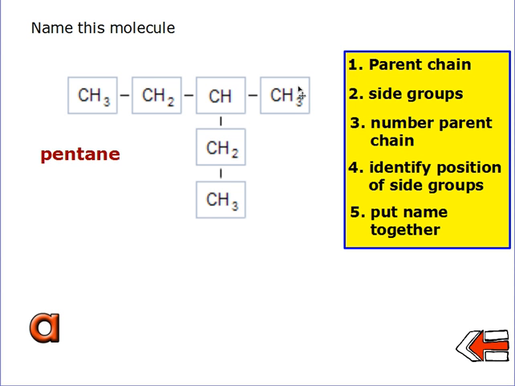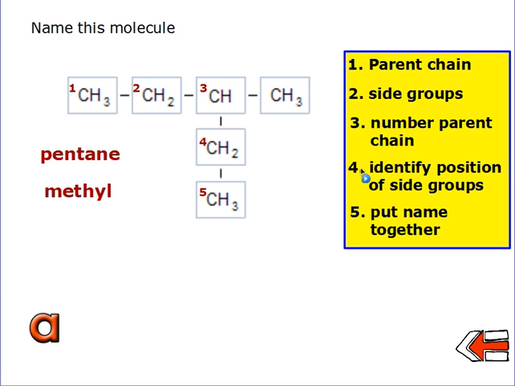That means this bit here, the methyl group with 1 carbon in it, is our side group. So methyl is in the name as well. If we're going to number these, it wouldn't really matter whether we numbered from the left or from the bottom, because that carbon there is going to be number 3 either way, and that's going to give us the lowest number. 3 is going to be the lowest number possible for the side group to be attached to.